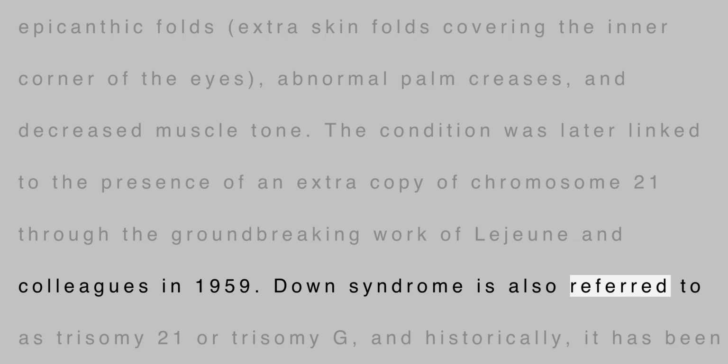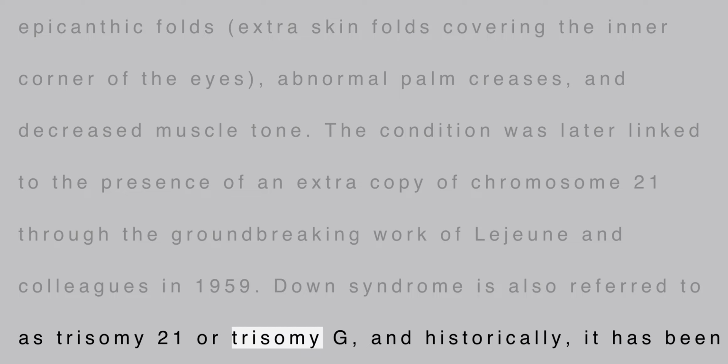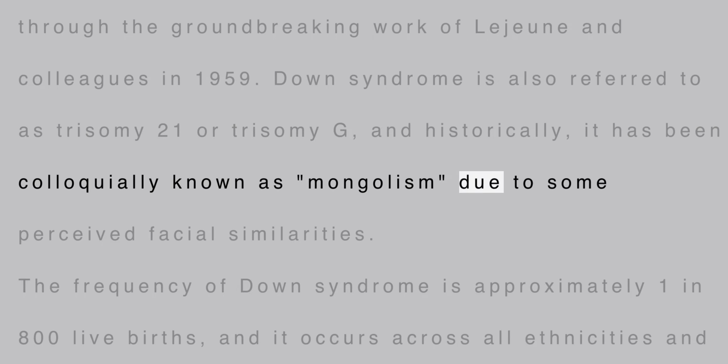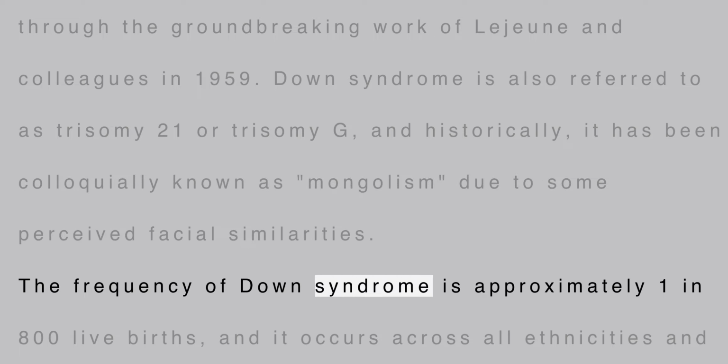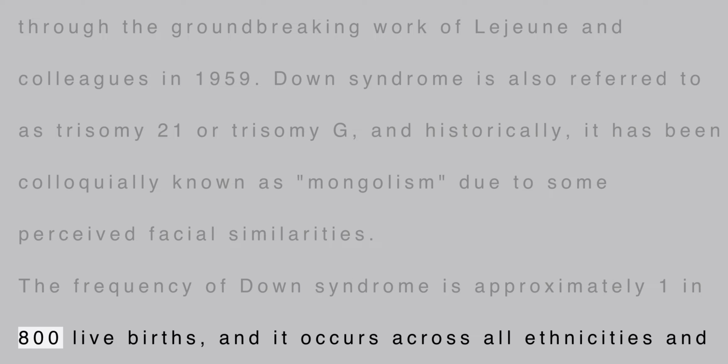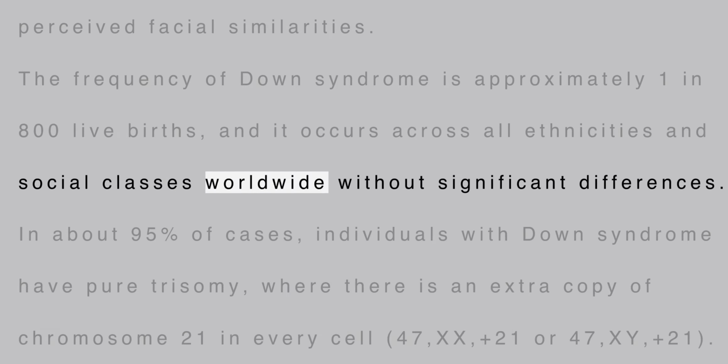Down syndrome is also referred to as trisomy 21 or trisomy G, and historically, it has been colloquially known as Mongolism due to some perceived facial similarities. The frequency of Down syndrome is approximately 1 in 800 live births, and it occurs across all ethnicities and social classes worldwide without significant differences.